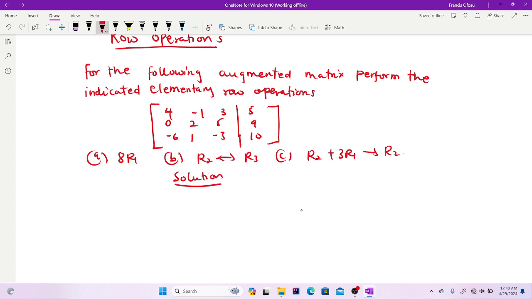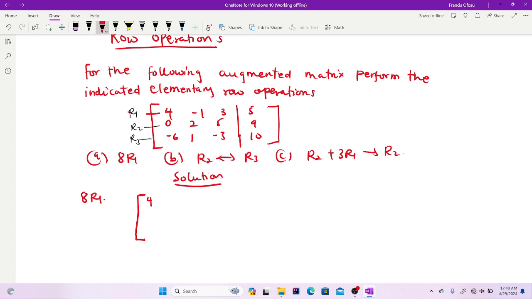So the first one is saying we should find 8R1, right? 8R1 means that R1 here signifies row 1. So I can map here as row 1. R1, this place becomes R2, this place becomes R3, right? If they say 8R1, it means that you rewrite everything and write 4. So it's 8 times row 1.